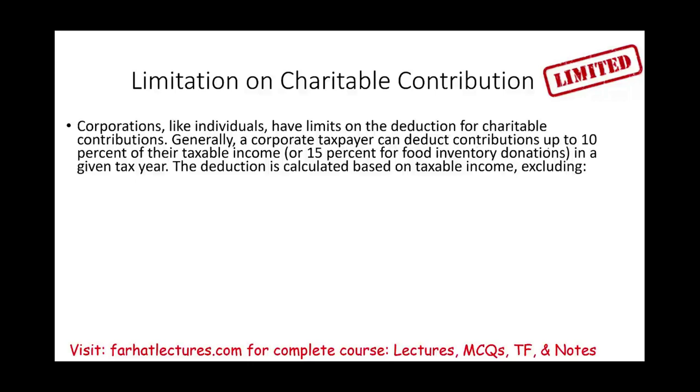A corporation taxpayer can deduct contributions up to 10% of their taxable income, or 15% for food donation, which we don't have to worry about, in a given tax year. How do we compute taxable income? It's very important to compute taxable income. When we compute taxable income, we exclude the charitable contribution deduction. So we cannot count that. Duh, but I have to tell you this.